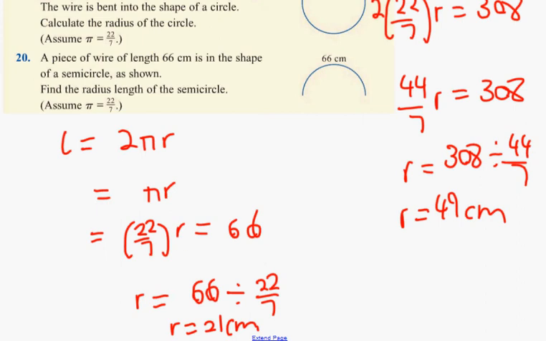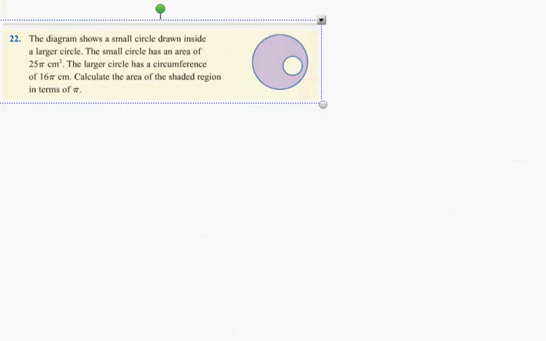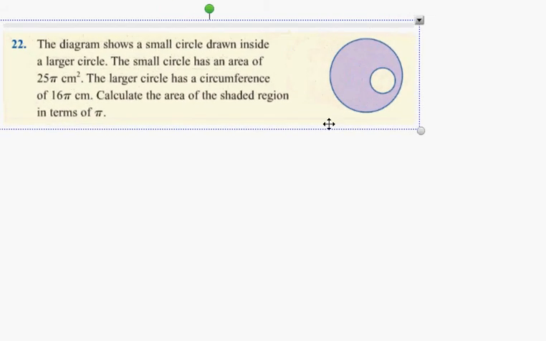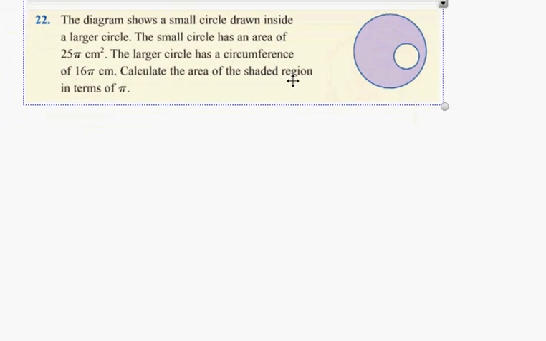Okay? Next section would be: the diagram shows a small circle drawn inside a larger circle. The small circle has an area of 25 pi centimeters squared. The larger circle has a circumference of 16 pi centimeters. Calculate the area of the shaded region in terms of pi.